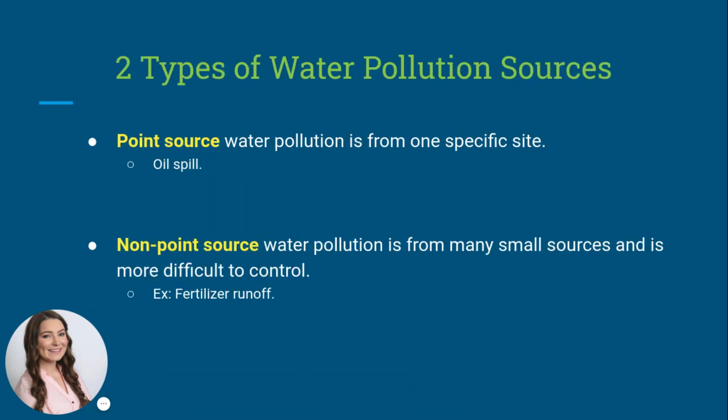Additionally, there are 2 types of water pollution sources: point source and non-point source. Point source water pollution is from one specific site. For example, an oil spill. Those are very easy to spot. They're coming from one specific thing. Non-point source water pollution is from many small sources and is more difficult to control. For example, fertilizer runoff. Especially if it is in a waterway that comes into contact with many people's homes, like a canal system, the fertilizer may be coming from many people's yards and not one specific yard.